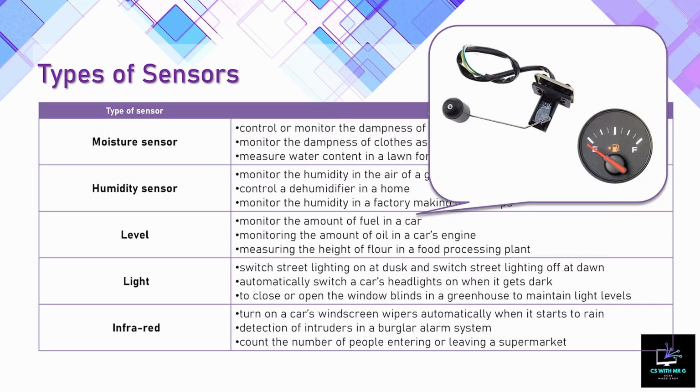Next up is a level sensor, and sometimes my students can get confused with this one, but all it does is measure the level of liquid in some kind of container. So for example, in a car petrol tank, this sensor would sit in the fuel, this arm here would move up and down, and that will determine how much fuel is in the tank.